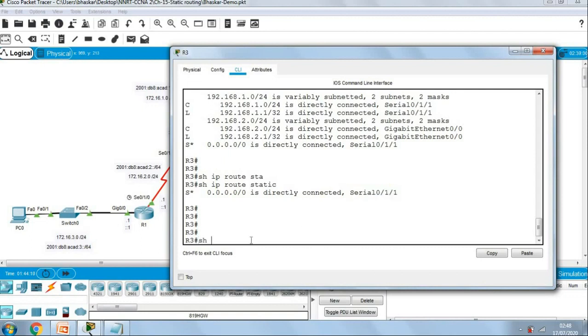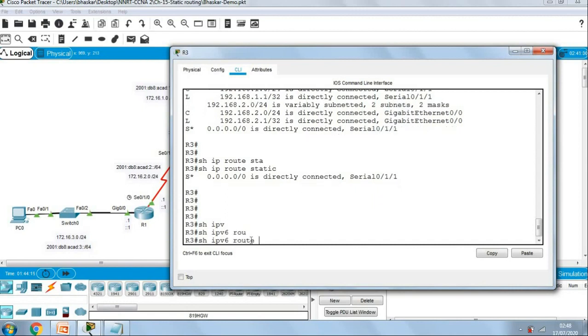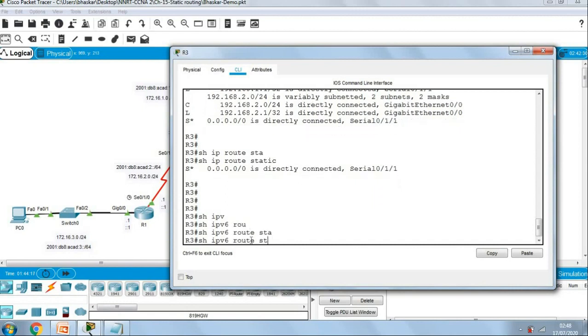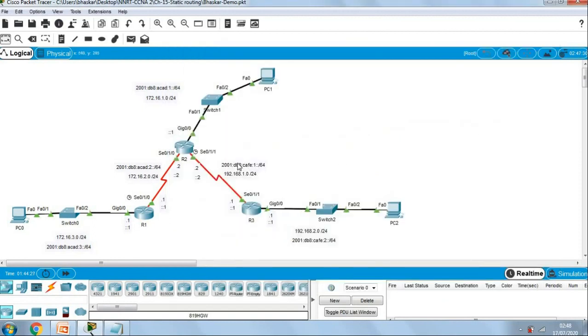Now I'm going to check for IPv6. Show ipv6 route static, it is there. Show ipv6 route. See here, ::/0, this is the one, via this exit interface. It is directly connected. Now we reach the full topology configuration. We have configured the next hop in R1, directly connected static routes in R2, and default static routes in R3, like this. Now we are going to test.